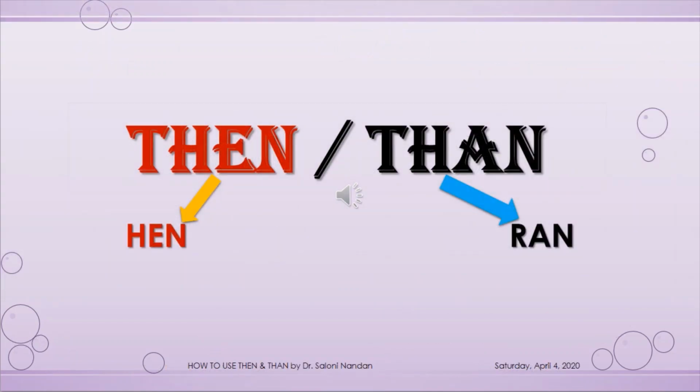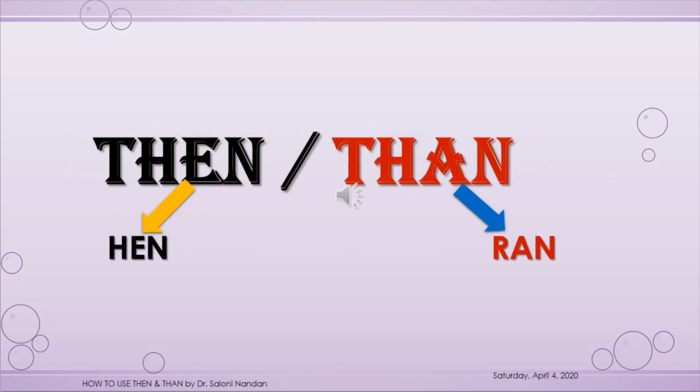First, let us look at their pronunciation. See the difference in their pronunciation. These two words have a similar sound but not the same. Then is pronounced as hen. Then, hen. Repeat with me. Then, hen. Than is pronounced as ran. Than, ran. Yes, than, ran.